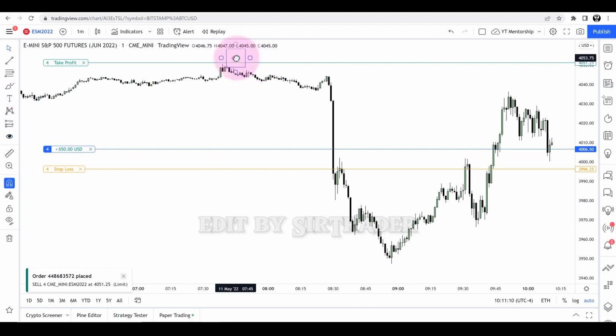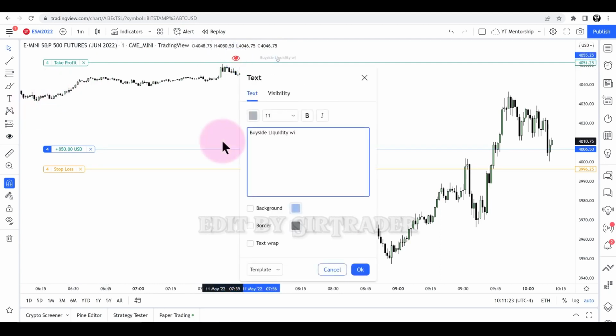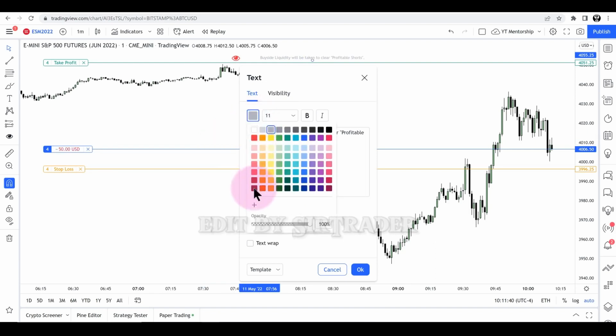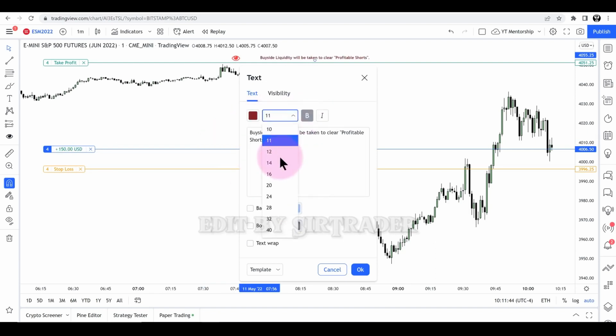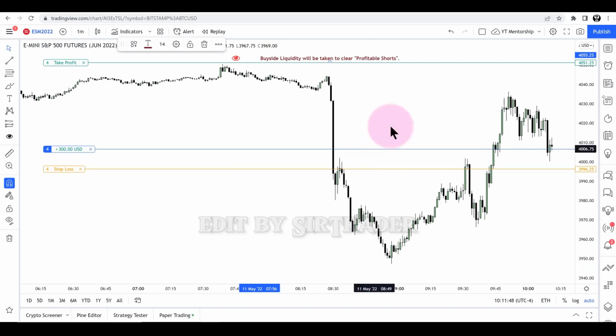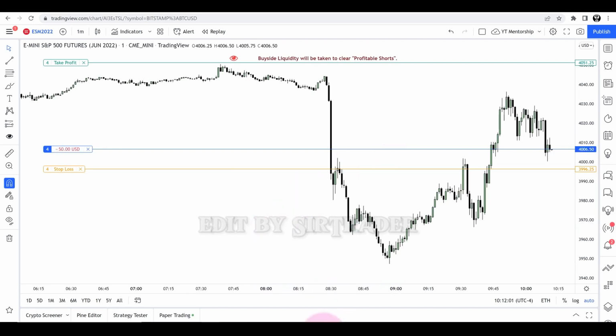So my draw on liquidity is here, noting the buy side liquidity will take in clear profitable shorts. Right? So this is kind of like the idea, okay, the draw on liquidity. Now, it doesn't need the trade here to be profitable. That's just my best case scenario. So what I want to do now is draw the buy side and sell side liquidity pools, and I'll show you the framework for the logic of why I'm entering where I'm entering at.